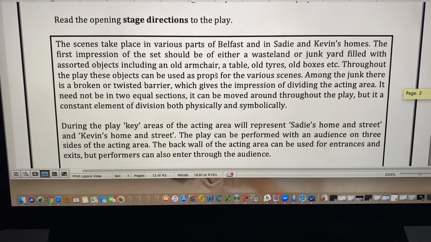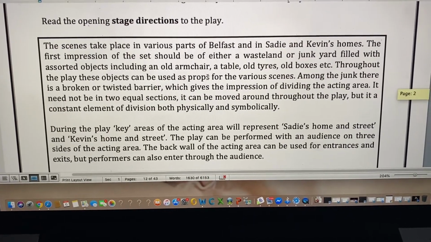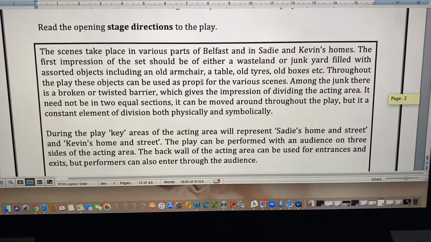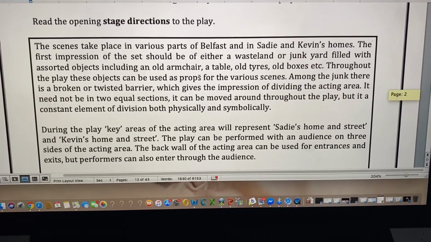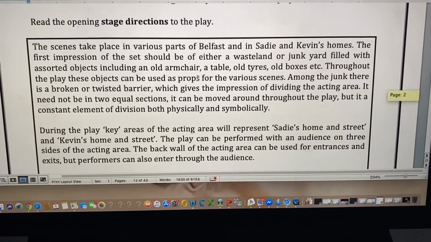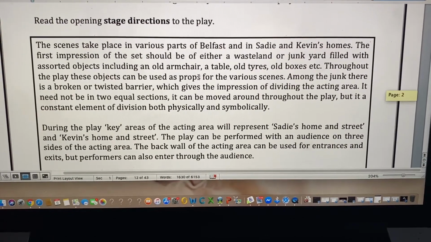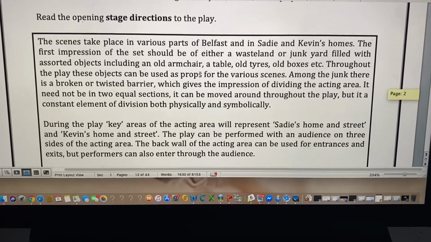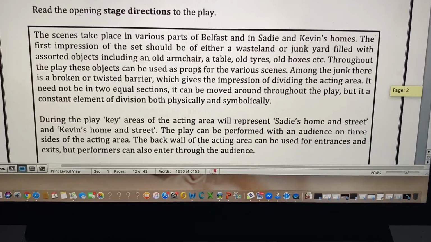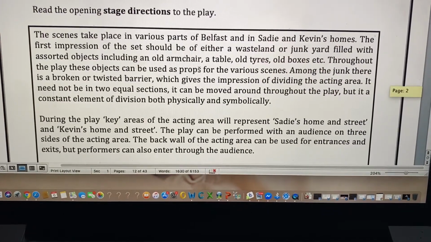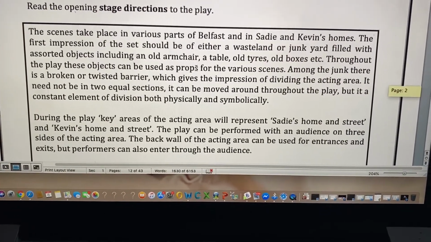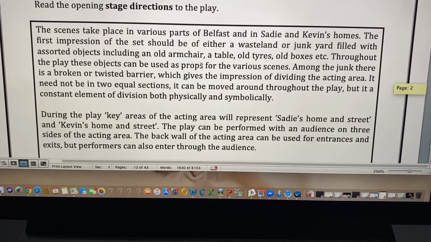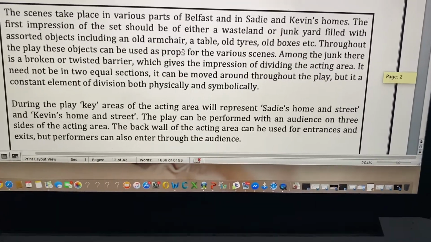The scenes take place in various parts of Belfast and in Sadie and Kevin's homes. The first impression of the set should be of either a wasteland or junkyard filled with assorted objects, including an old armchair, a table, old tyres, old boxes, etc. Throughout the play, these objects can be used as props for the various scenes. Among the junk, there is a broken or twisted barrier, which gives the impression of dividing the acting area.